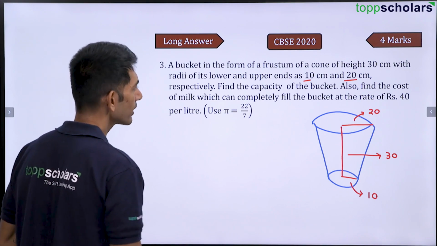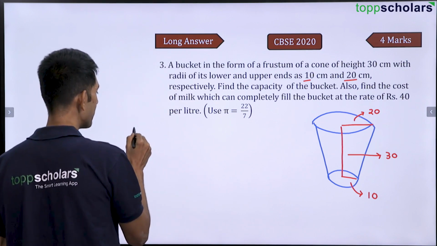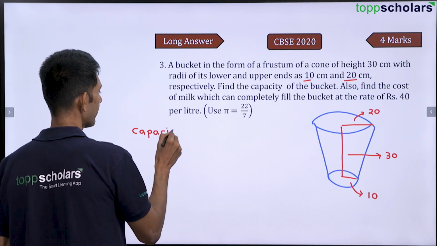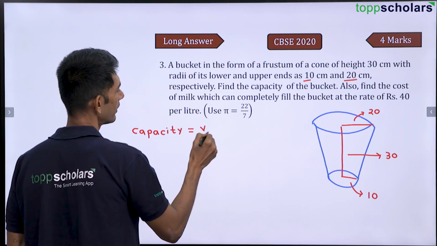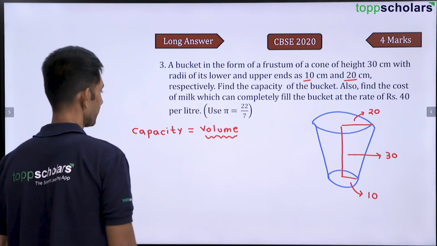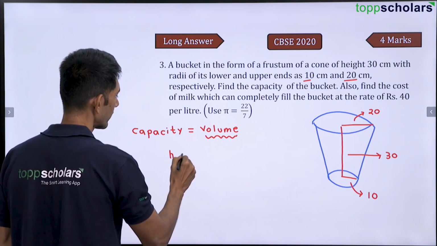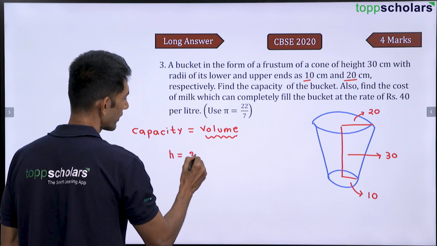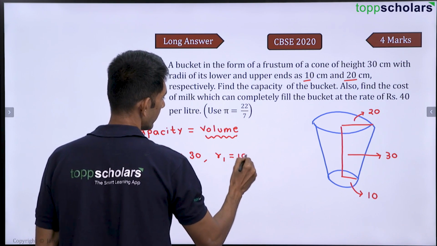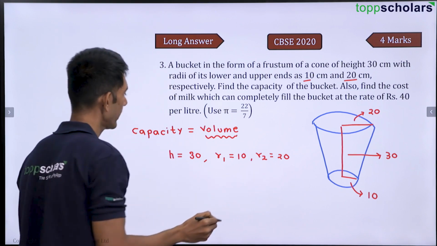Okay, let's find out the capacity of the bucket. As of now, let's assume that the bucket is empty. So since the bucket is empty, can I say capacity is the same as volume here? So we need to find out the volume of the bucket, right? Okay, let us do that. Here, H is given, the height is 30, R1 is given, the radius is 10, the second radius R2 is given, that is 20, correct?